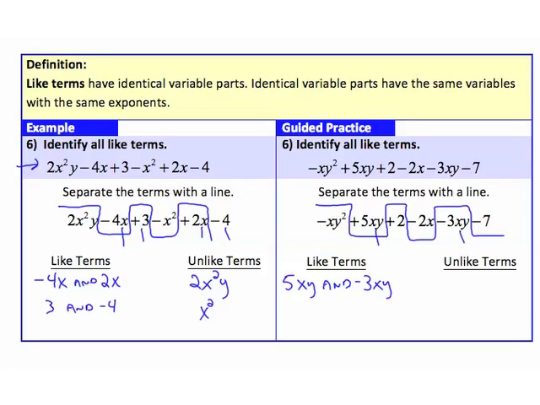I also have a pair of constant terms. The positive 2 and the negative 7 are like terms. Our unlike terms in this expression, negative xy squared is an unlike term. There aren't any other terms with exactly the same variable parts as that. And also 2x. We didn't have any other terms that had just an x variable on them.